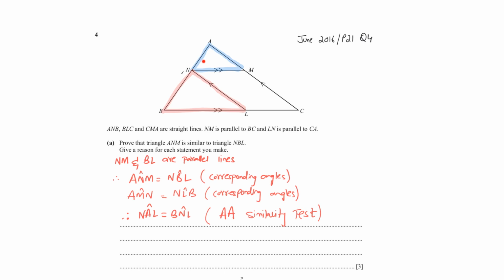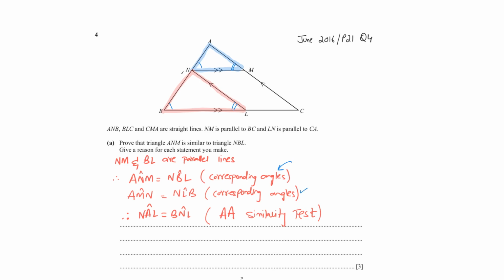We can have corresponding angles over here. So angle AMN, which is this angle, let me mark for you, should be equal to angle NBL because of the property of corresponding angles. Similarly, angle AMN must be equal to angle NLM, again corresponding angles.